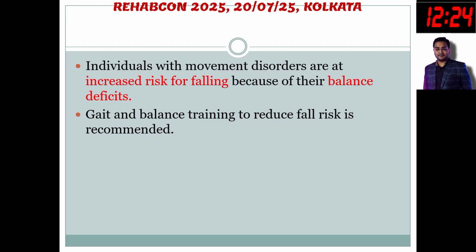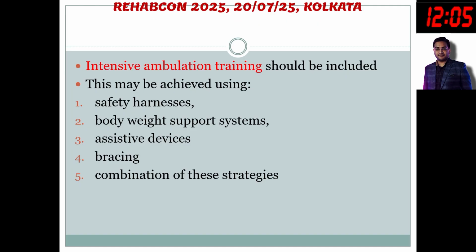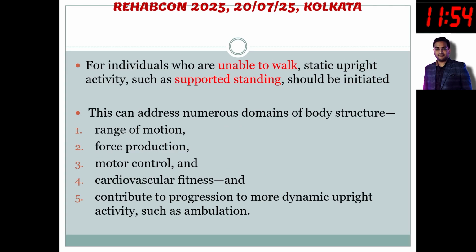Individuals with movement disorders are at an increased risk of falling because of their balance deficits. Gait and balance training to reduce fall risk is always recommended for patients with movement disorders. The advantages of this are improved endurance, improved balance and coordination, improved strength, motor planning, and improved confidence. Intensive ambulation training should be used, which may be achieved using safety harnesses, body weight support systems, assistive devices, bracing, or a combination of all these strategies.